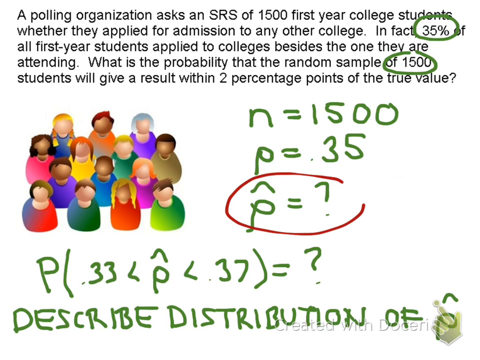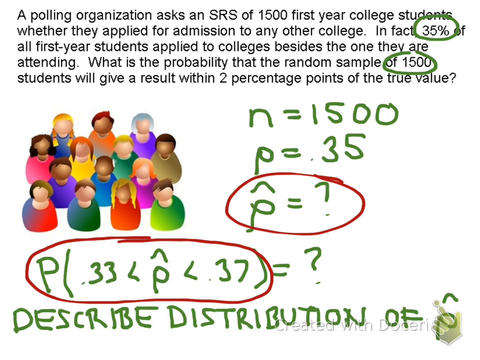we don't know p-hat, but when we go out and take a survey, how likely is it that we get within 2 percentage points, between 33% and 37%? Certainly when we go out and take this survey, it's going to be unlikely that we actually get 35% of people to say that they applied to another college. We might get 36% sometimes, 34% other times, maybe even as low as 32 or as high as 38%. So I want the probability that I'm within 2 percentage points of the true p.